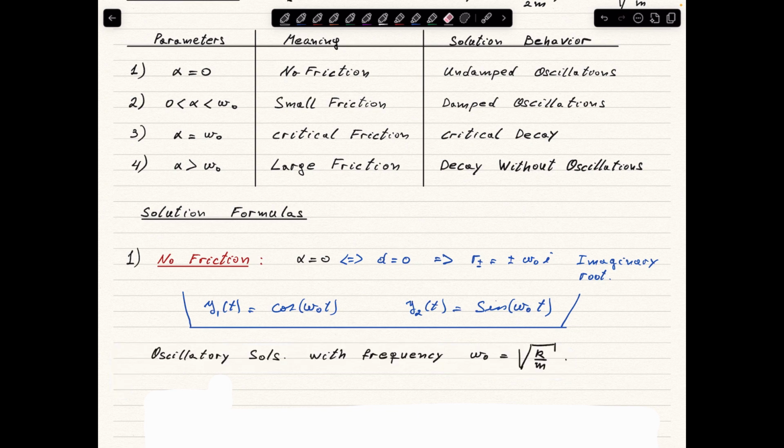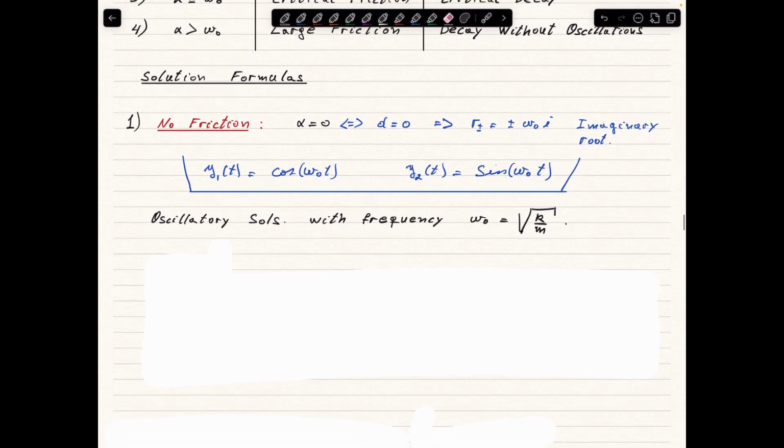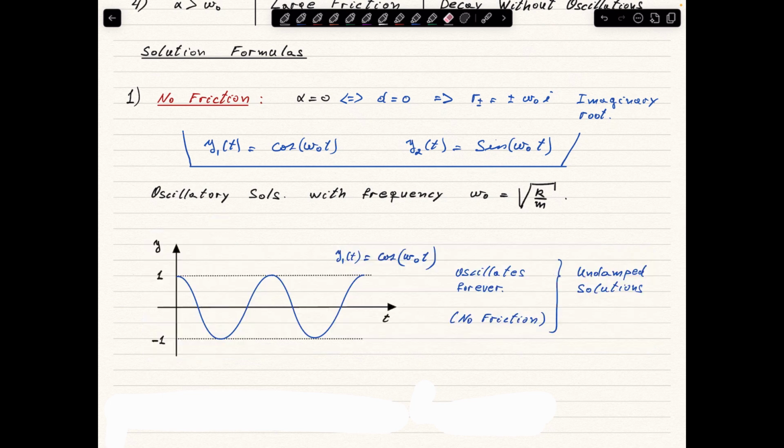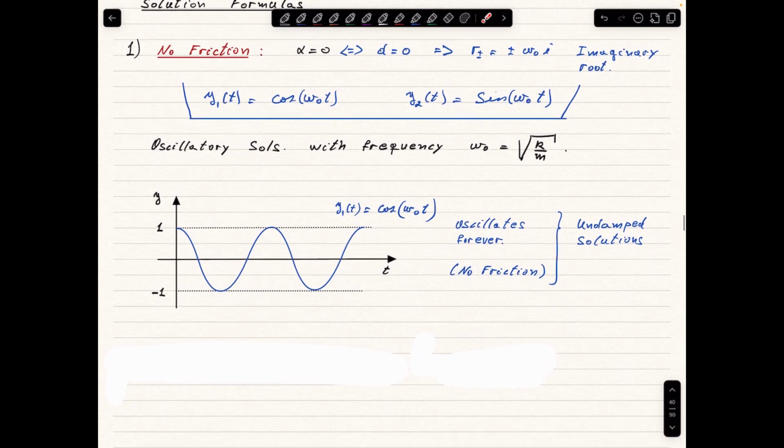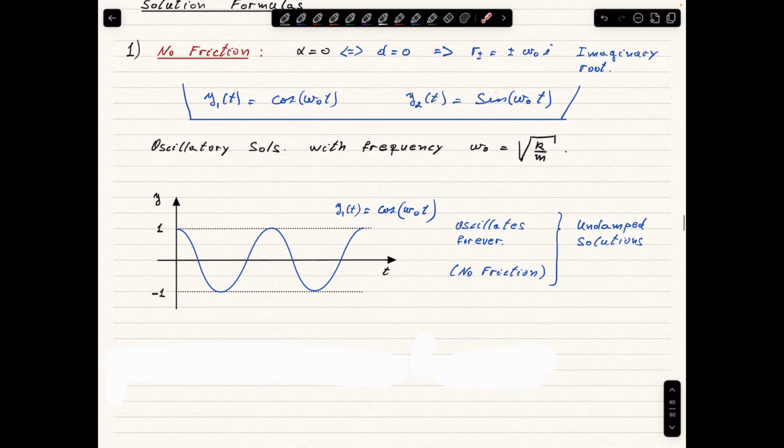and we can see that these solutions are oscillatory solutions with a frequency omega 0, which means that, for example, one of the solutions, the cosine, behaves in this way. We can see they oscillate with constant amplitude, so the amplitude does not decay and oscillates forever, and because of that the solution is called undamped oscillations, so in this case undamped solutions. So the fact that alpha equals 0 implies that the solutions are going to behave in this way, undamped oscillations. This is the case of no friction.